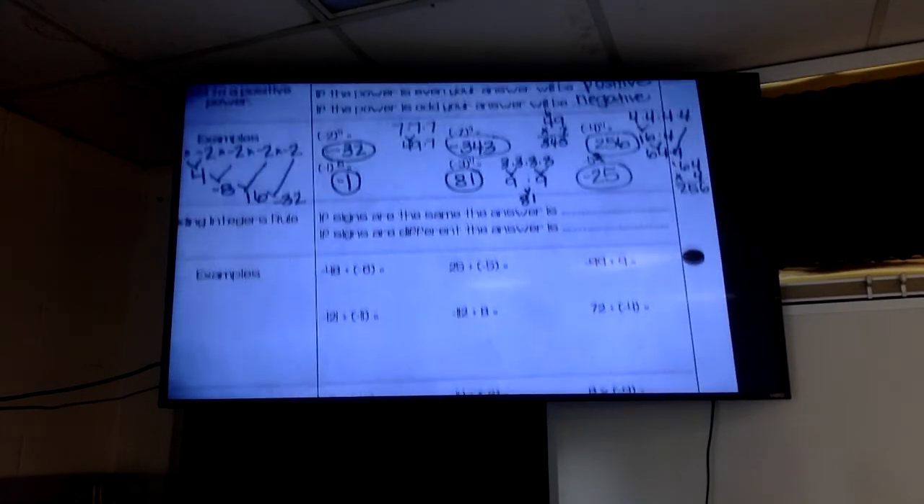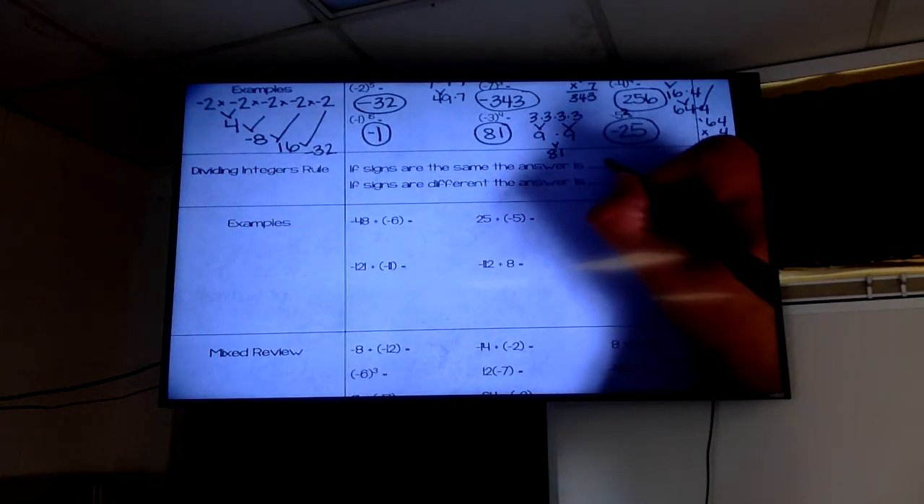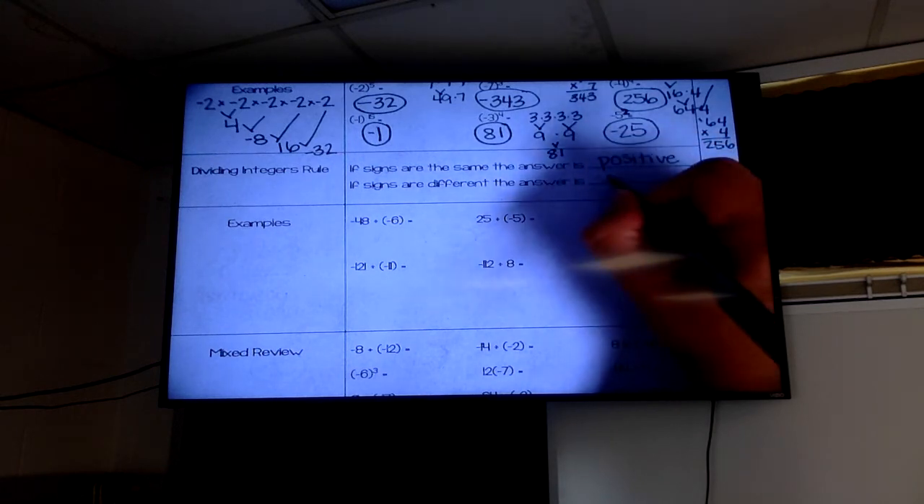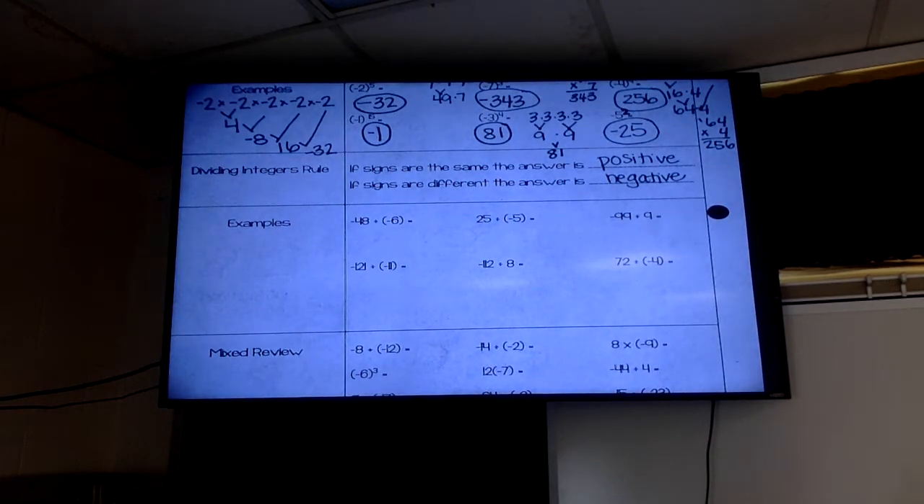Now we're gonna do a little bit with division. So it says dividing integer rule. Okay, the rules for dividing are exactly the same as multiplying, which makes it really nice. So if the signs are the same, my answer is positive. If the signs are different, my answer is negative. And we don't need to worry about modeling this at all. So again, for dividing integers, we divide the numbers like they have no sign, and then we look. If they're the same, my answer is positive. If they're different, my answer is negative.